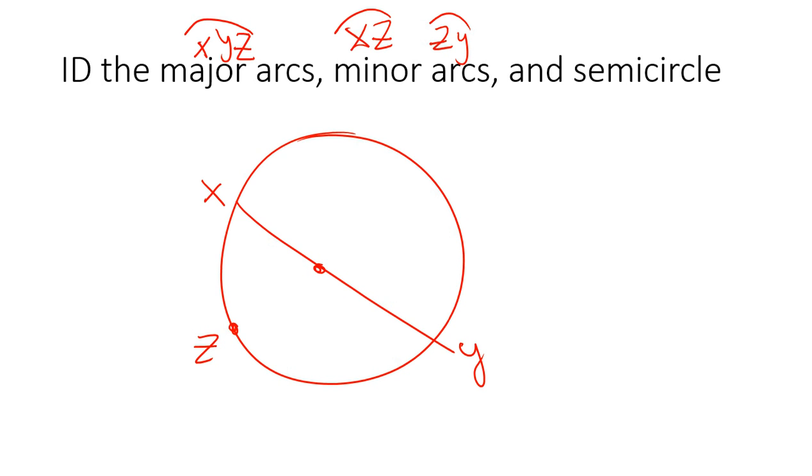And then semicircle, so name a semicircle. xzy would be your semicircle. You'd want three letters because if you just say xy, I don't know which half you're talking about. So that would be your semicircle. A semicircle goes from a point on the diameter to a point on the diameter.